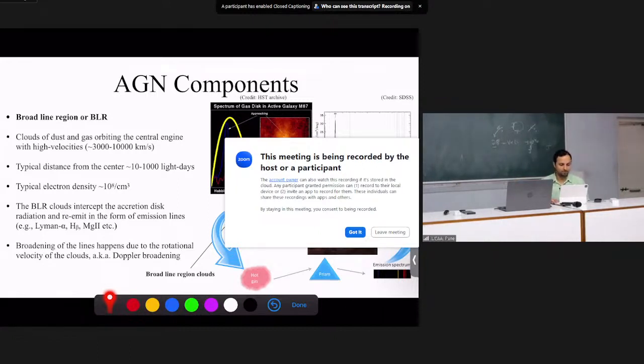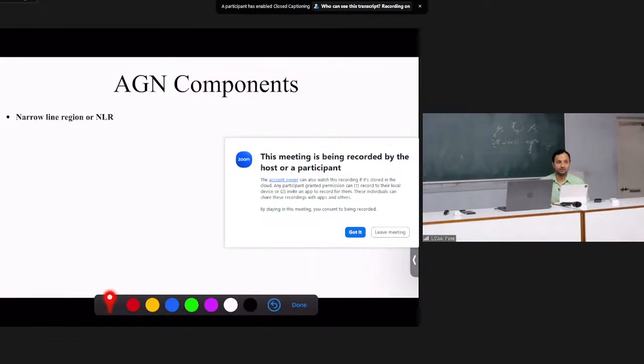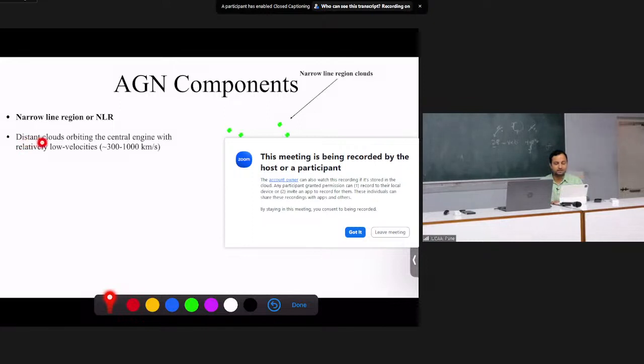Okay, all right. Now let's go to something else, something called the narrow line region. This is also an emission component. As the name suggests, as opposed to the broad line region, this is the narrow line region. These are distant clouds orbiting the central engine with relatively low velocities. Their velocity is typically a few hundred to 1,000 kilometers per second. Why do they have low velocities?